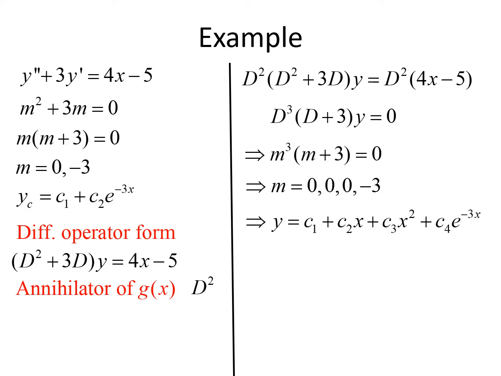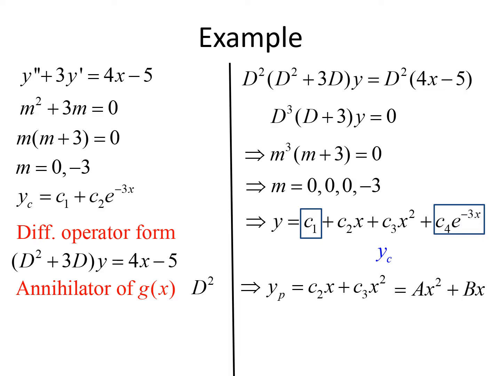So if we look at the terms here, we can see that that first term, c1, and that last term, c4 e to the negative 3x, are the same as what we found for yc. So those have to be the terms from yc. That means that the terms that are left over, c2x plus c3x squared, have to be our yp. All right, and I'm going to rewrite that using a and b just because it's a little bit easier to see when we go to solve our undetermined coefficients. So instead of c2x plus c3x squared, I'm going to write it as ax squared plus bx. All right, so we have used our annihilator to figure out what our particular solution is going to look like.